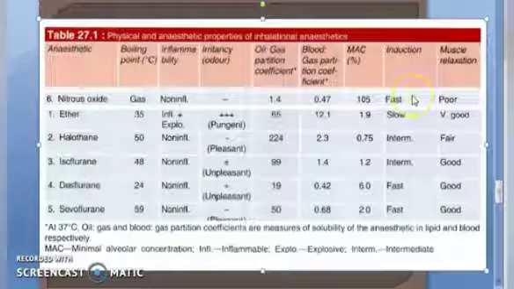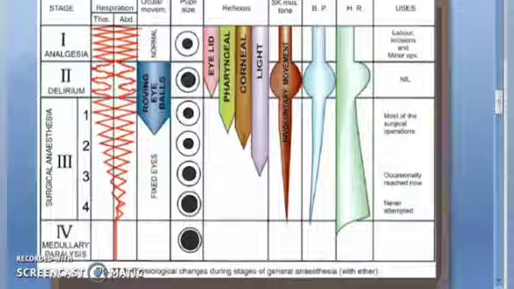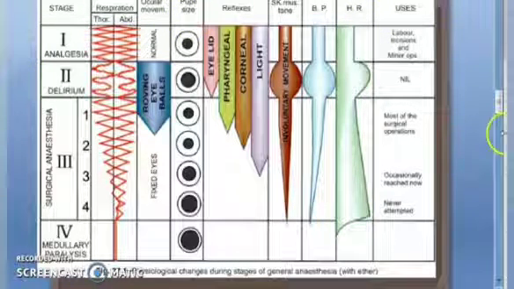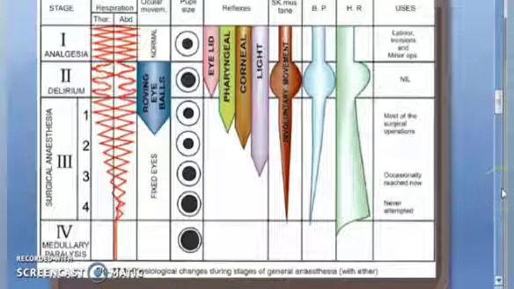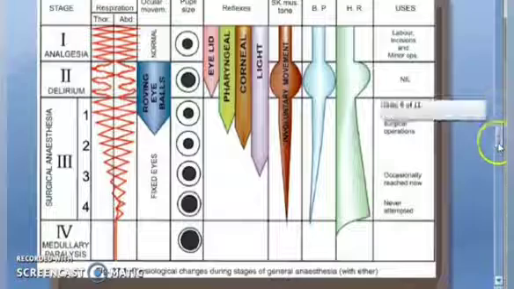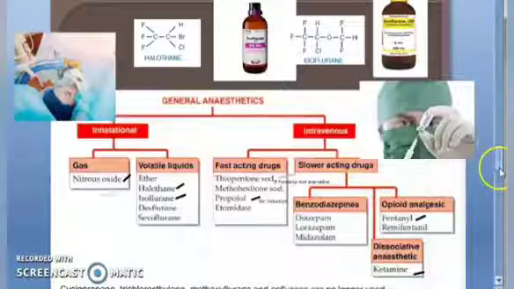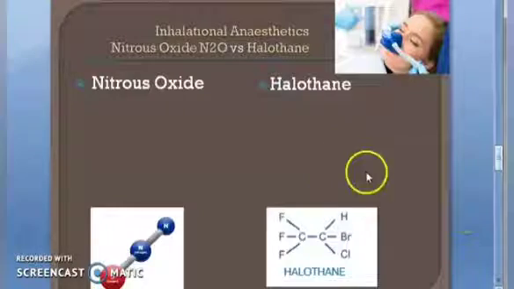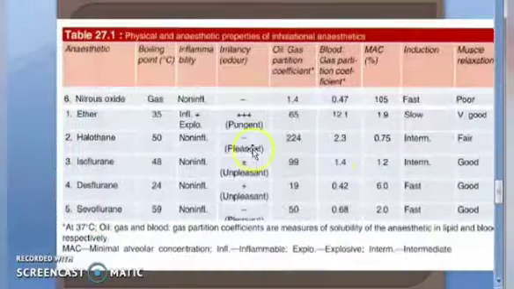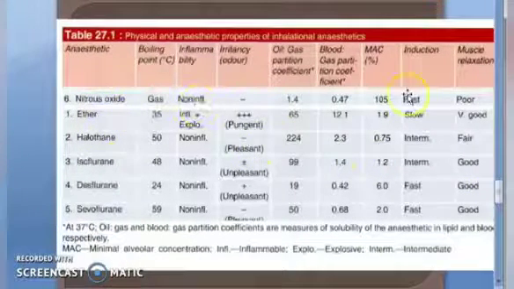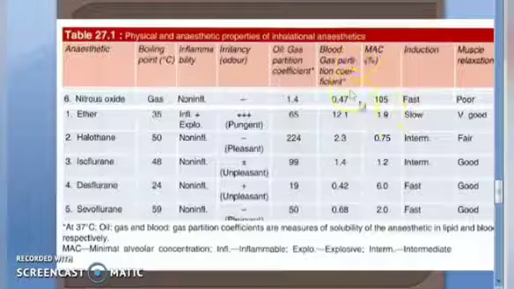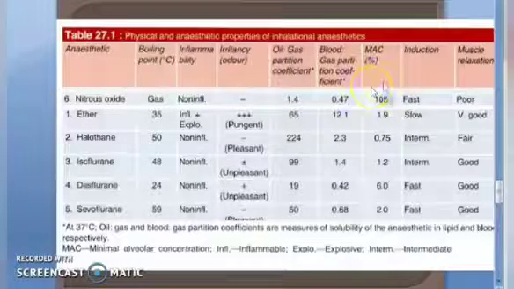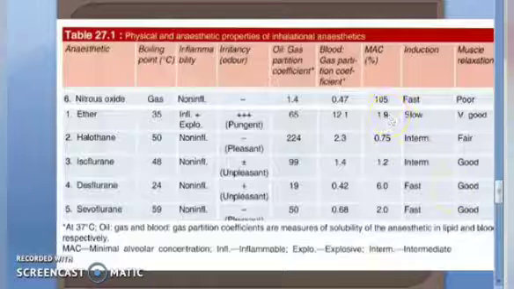Induction is fast. Induction is nothing but stage 1. Stage 1 you should reach fast. So that's what they are telling here. Okay. So nitrous oxide induction will be fast. The minimum alveolar concentration is 105%.